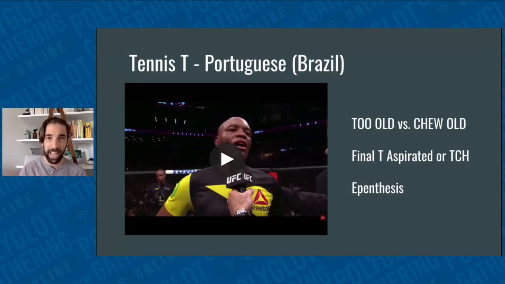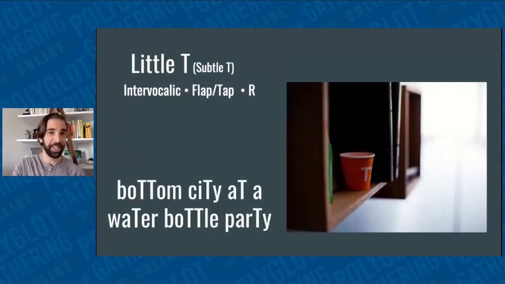6, 7, 8. So this ch sound is actually kind of consistent, and it happens in different T environments. Same thing in different places. The next T sound is the little t, also known as the subtle t, or actually in linguistics as a flap or a tap t.